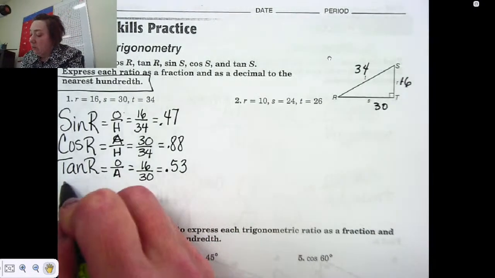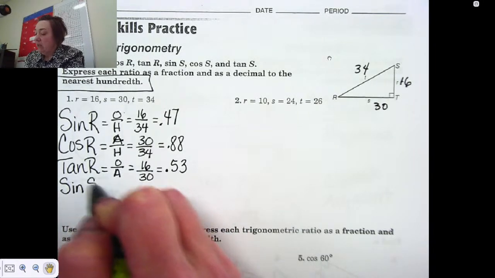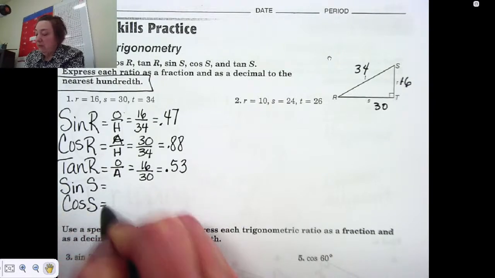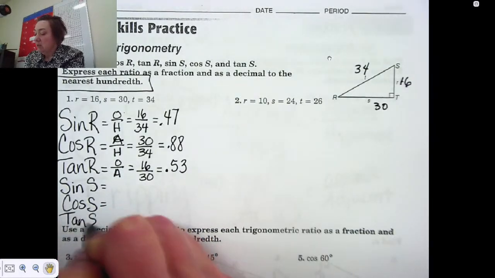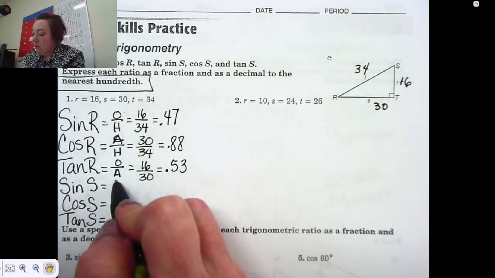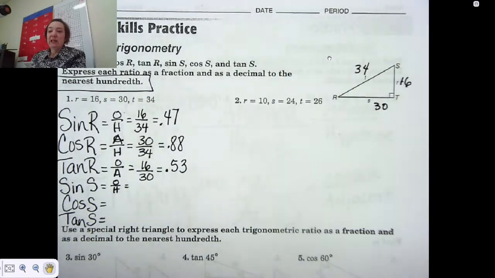But what happens if we switch angles? And now we're talking about the sine of S, the cosine of S, and the tangent of S, right? So what's the sine of S? Some old hippie. Old hippie. So opposite over hypotenuse. What's the opposite side from angle S? Think again. Opposite side from angle S.